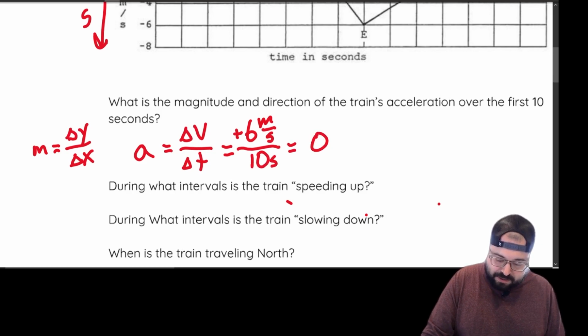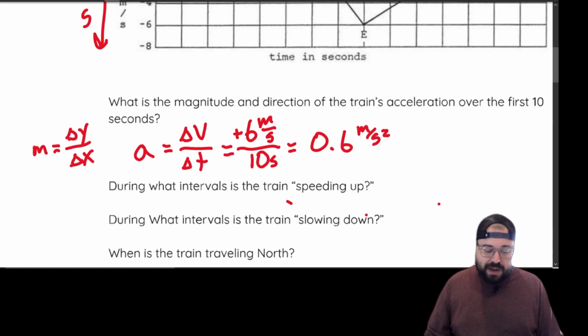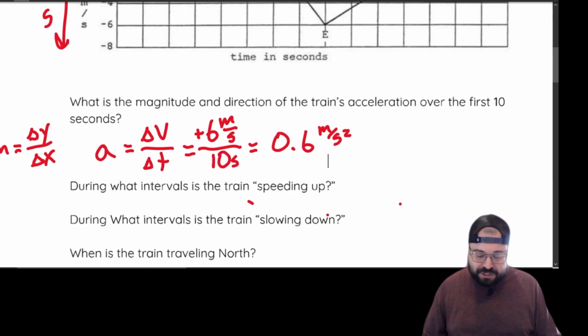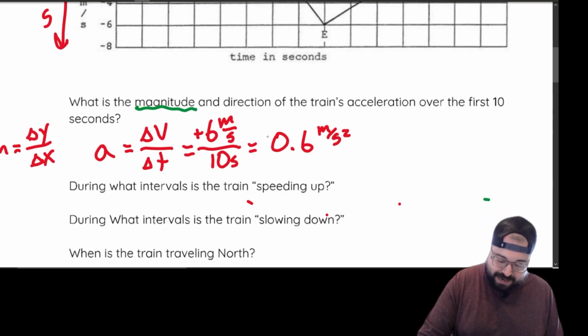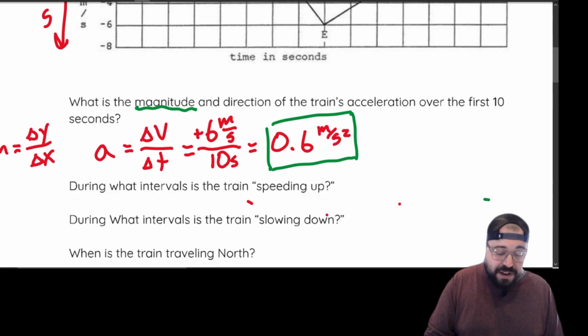So we get 0.6 meters per second squared. Now, what's important to remember here is this question asks us for the magnitude. That's what we just found. So this is the magnitude, 0.6 meters per second squared, and direction.